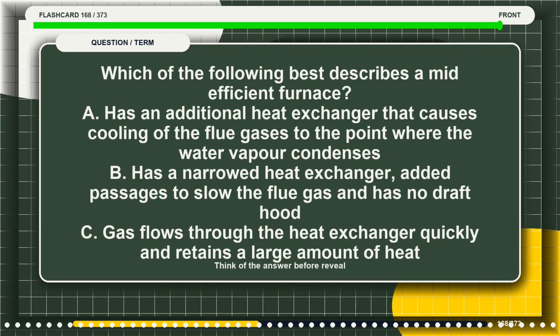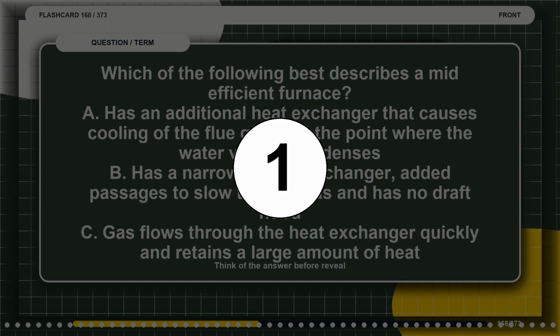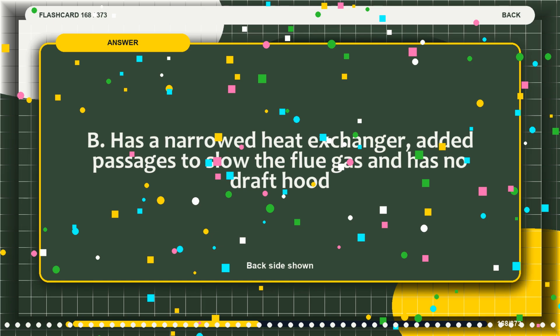Flashcard 168. Which of the following best describes a mid-efficient furnace? A. Has an additional heat exchanger that causes cooling of the flue gases to the point where the water vapor condenses. B. Has a narrowed heat exchanger, added passages to slow the flue gas, and has no draft hood. C. Gas flows through the heat exchanger quickly and retains a large amount of heat. Think of the answer before the reveal. The answer is B. Has a narrowed heat exchanger, added passages to slow the flue gas, and has no draft hood.